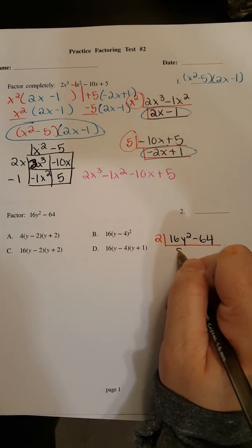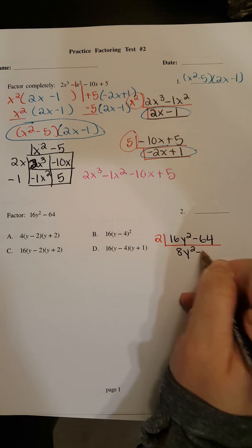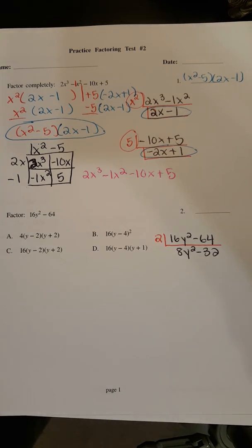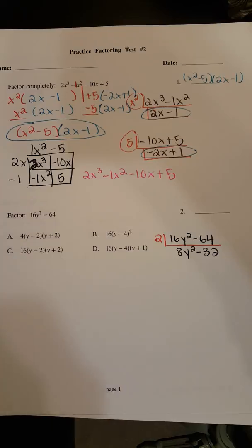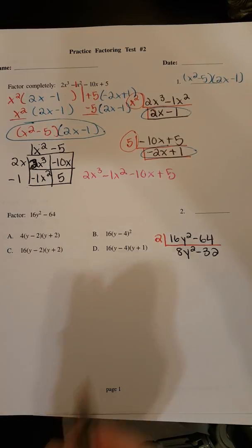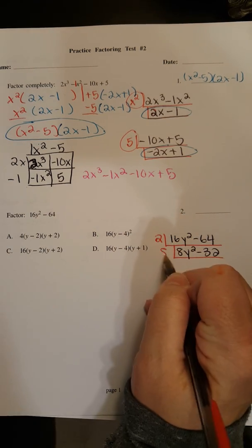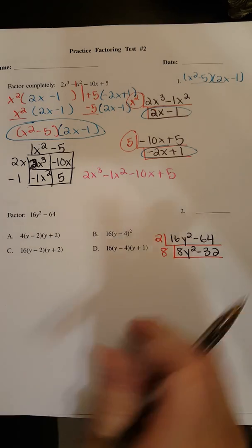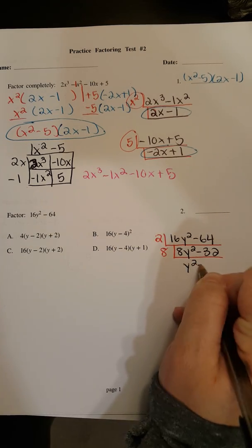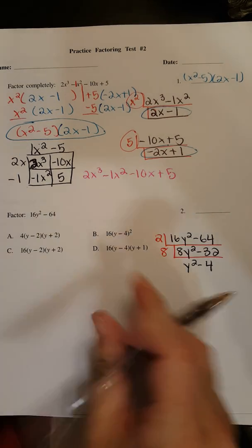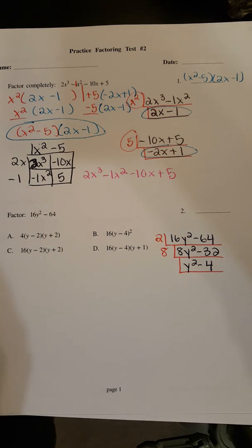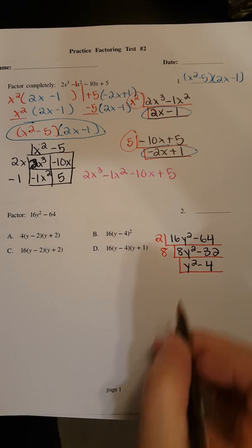When I take out a 2, I'm left with 8y squared minus 32. And you may have seen a different common factor instead of 2 to begin with, and that's fine as long as you end up with the same thing at the end. Now, 8y squared and 32, I can divide both of those by 8, so I'm going to take that out. That leaves me with y squared minus 4. Now, there's no more common factors there.